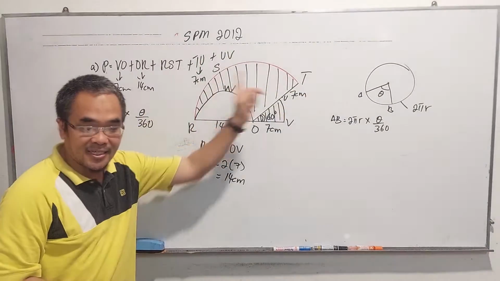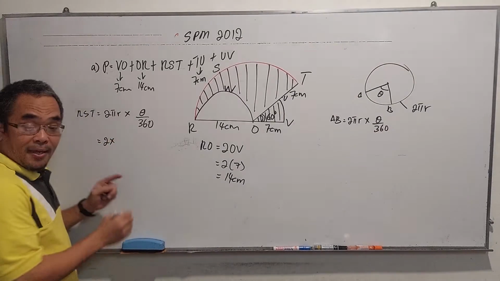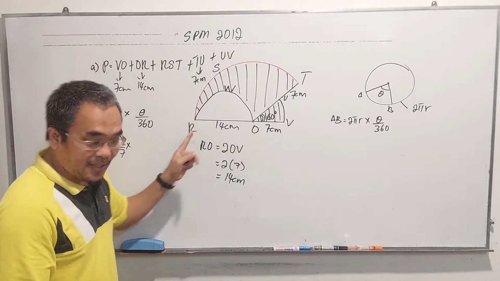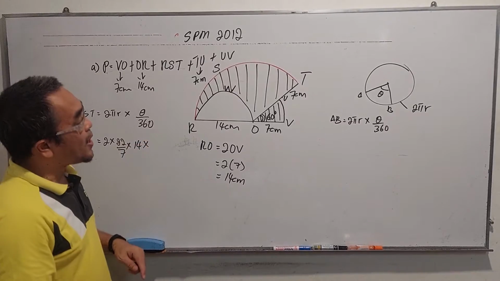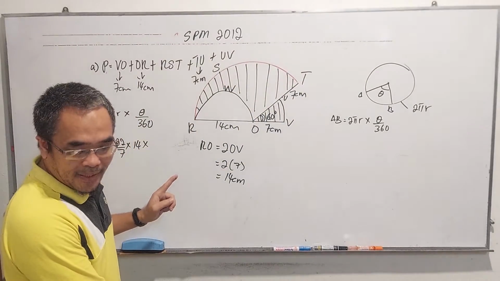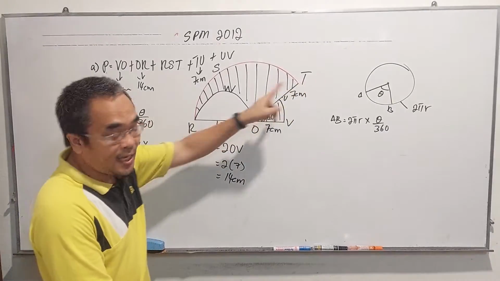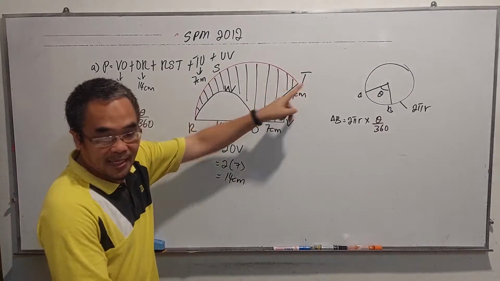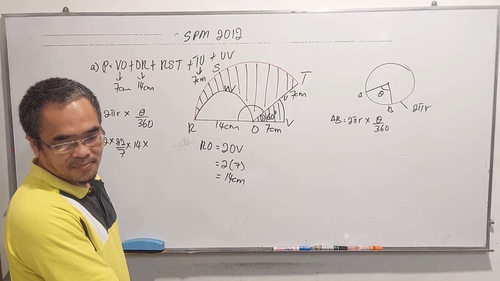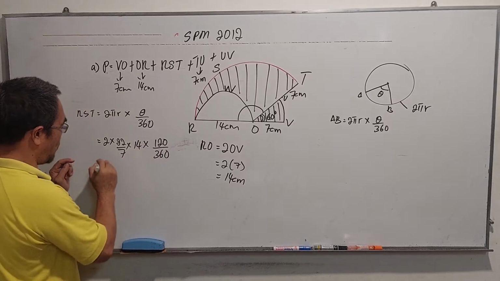For this one, pi will be 22 over 7. The radius is 14. And then what is the value of theta? What is the angle for RST? Where do you look at it? RST, so from R you go to O, O to T, so the angle will be ROT. What is the angle here? 120. So 120 over 360.